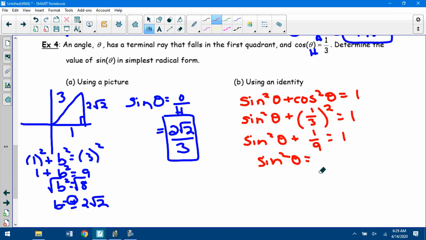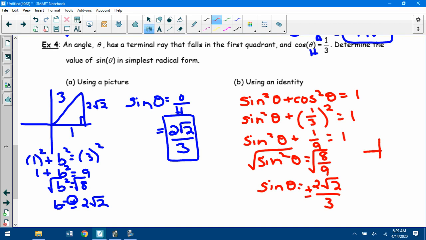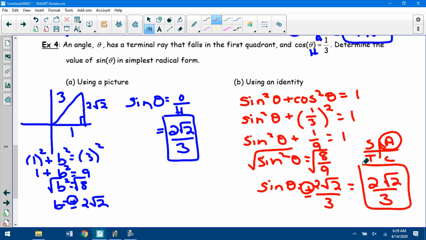You could use your calculator if you want, but what's 1 minus 1/9? 9/9 minus 1/9 is 8/9. Take the square root, and you get sine of theta is equal to the square root of 8, which again is 2 radical 2, over the square root of 9, which is 3, plus or minus because we took a square root. But since I'm in quadrant 1, and all the trig functions are positive in quadrant 1, you know the answer is positive 2 radical 2 over 3. Okay? 2 different ways. Pick your favorite.